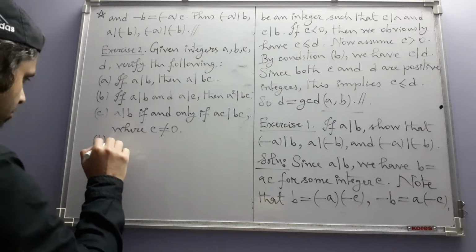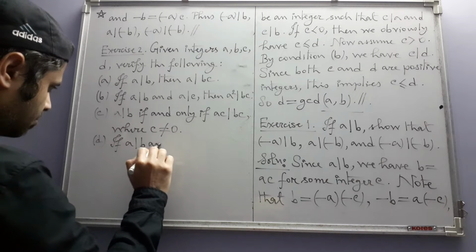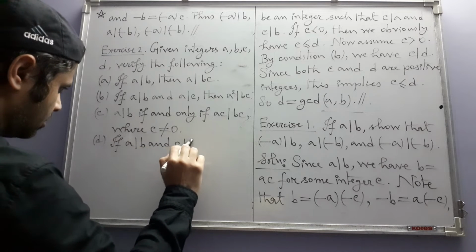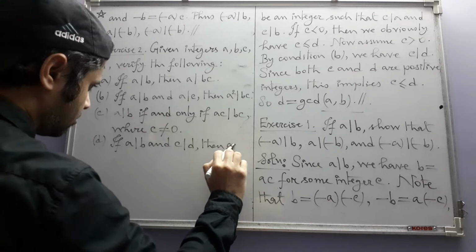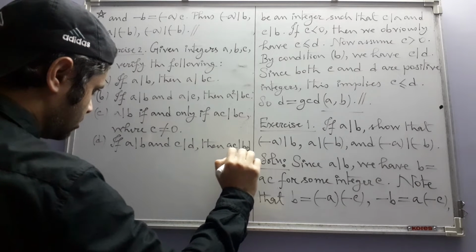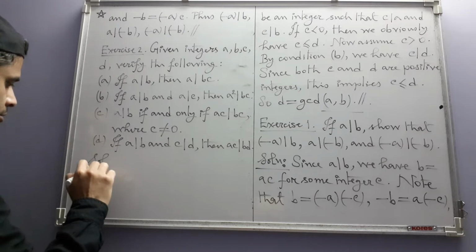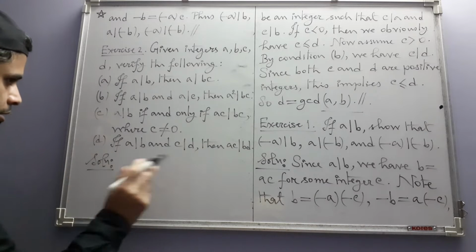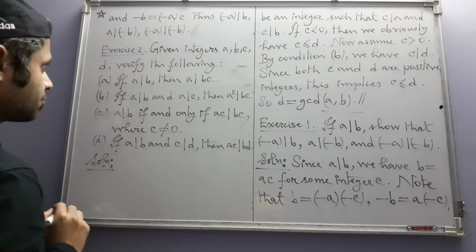D. If A divides B and C divides D, then AC divides BD. These are also rather easy, just like the previous one. Anyway, let's go through each one of them.